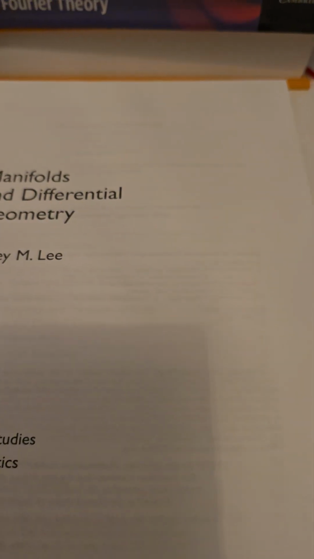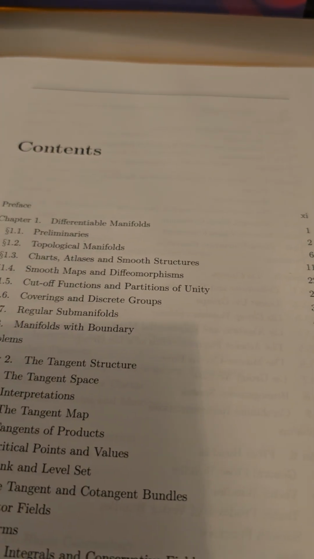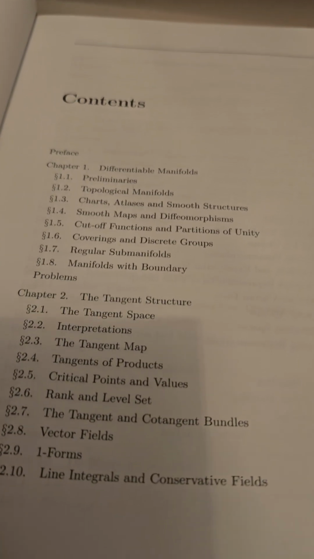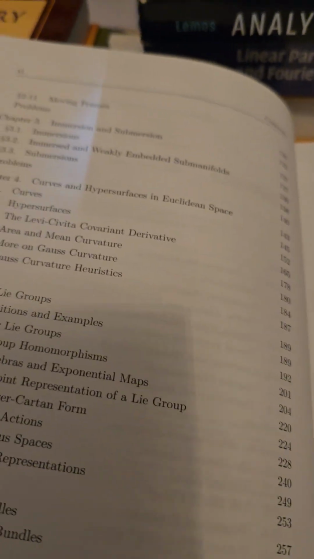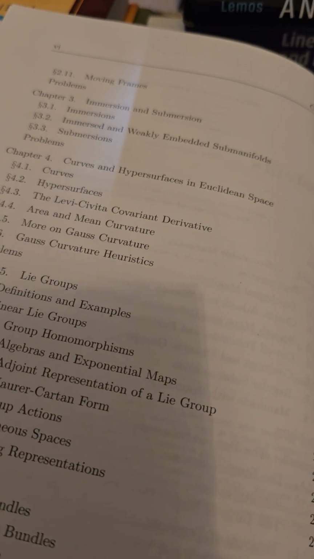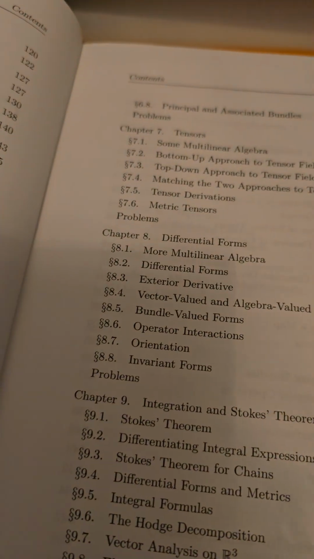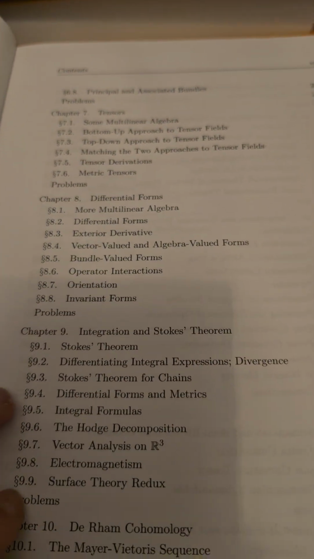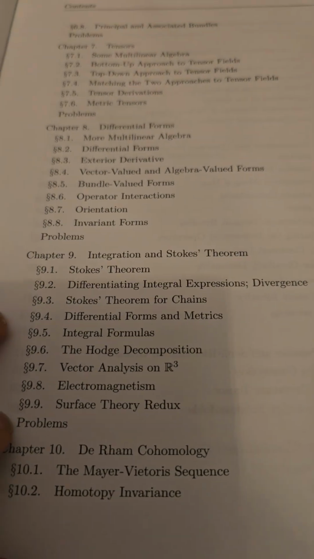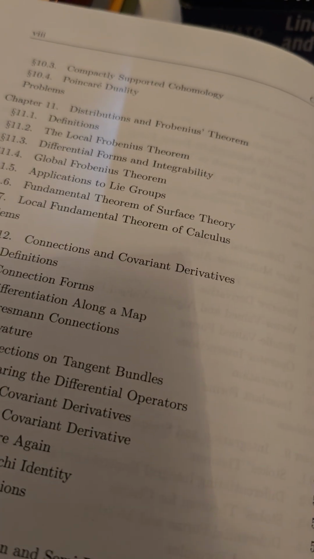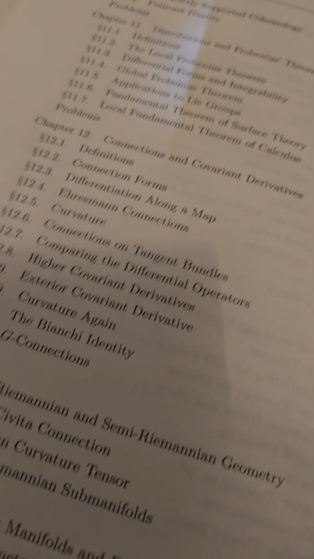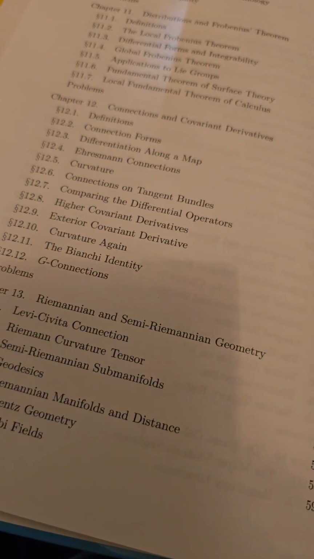Here we have Lee's Differential Geometry, but it's a different Lee, it's Jeffrey Lee. Manifolds and Differential Geometry. It's a graduate book. It's very much like the other Lee, like John Lee, and it covers differential manifolds. It covers the tangent structure, immersions, submersions, curves and hypersurfaces, Lie groups, fiber bundles, tensors, differential forms, integration and Stokes' theorem, de Rham cohomology, distributions and Frobenius theorem, connections and covariant derivatives, Riemannian and semi-Riemannian geometry.